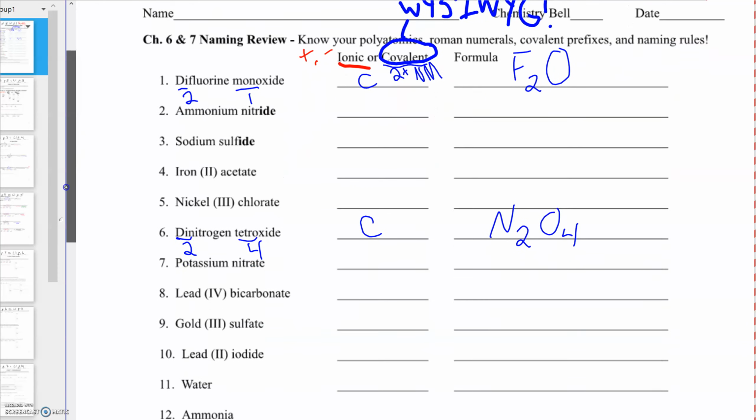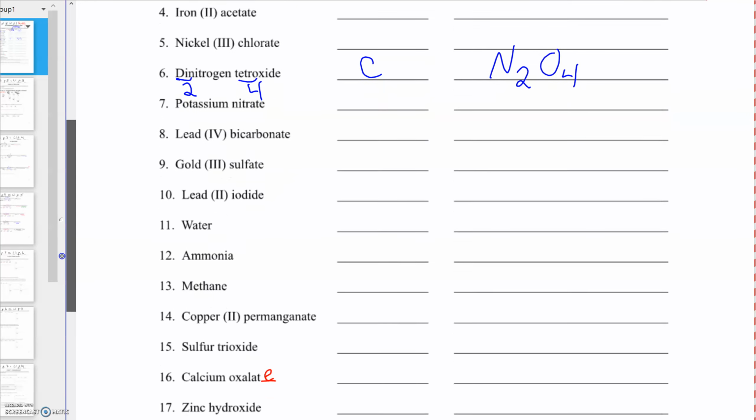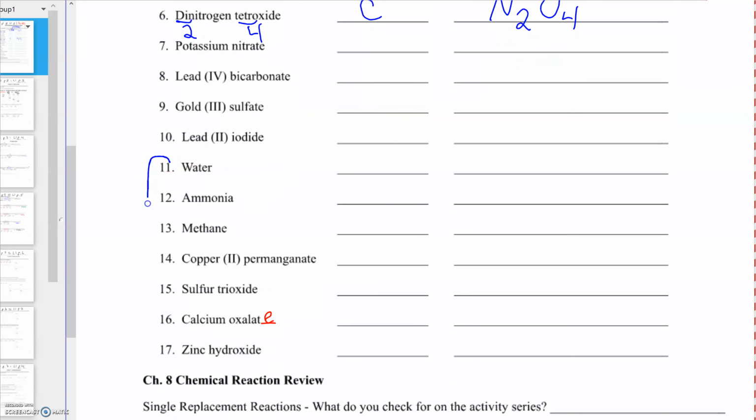Okay, I'm skipping over the ionic ones. We want to get all the easy ones done first. Aha, look at 11, 12, and 13. These are our common covalent compounds that have common names. So water, ammonia, and methane. We memorized those in Chapter 6. You memorized that water is H2O, ammonia is NH3, and methane is CH4. Those are our preferred names for those.